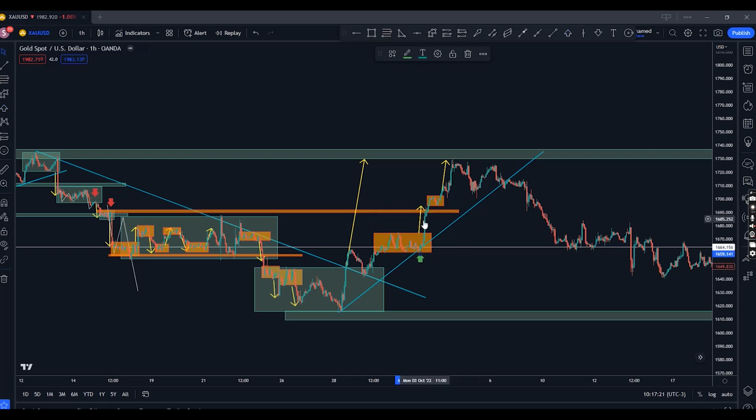After buying, there is a strong resistance zone which is here. So this is the 1 hour time frame. If you are scalping, you already book a lot of profit.